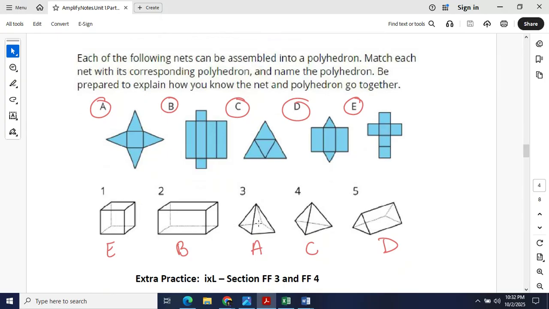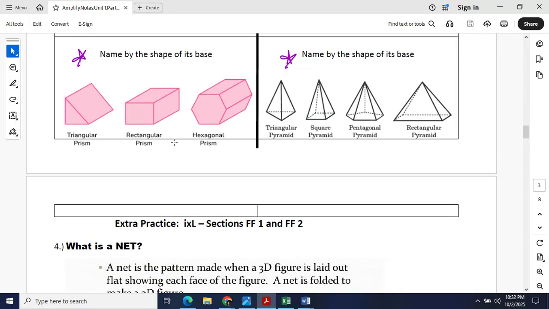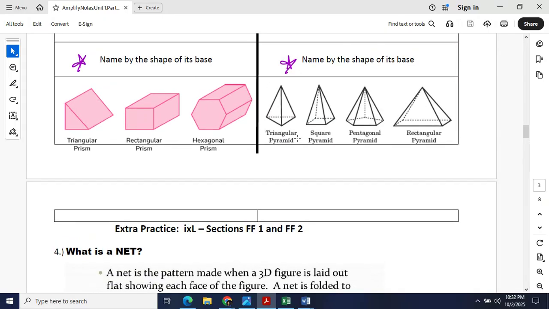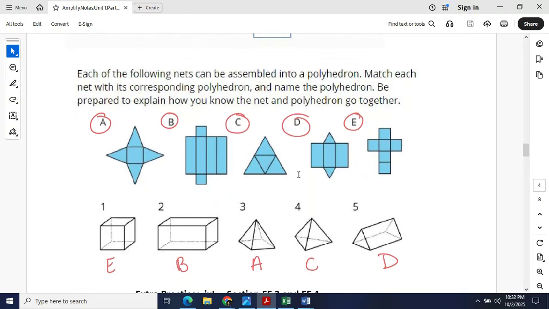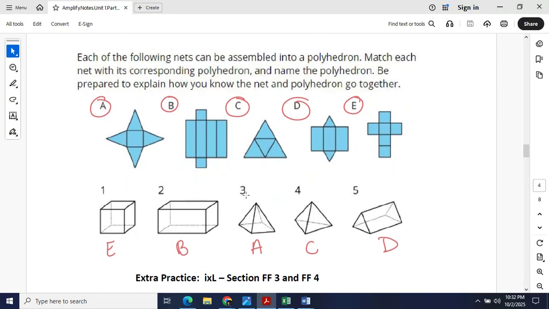3. I noticed triangular sides, so it's a pyramid, with a square base. So square pyramid, 3 matches with A, square pyramid. And again, you can look up here and copy square pyramid. 4, a triangular base, triangular sides, so triangular pyramid, 4 matches C. And if you need spelling, you can go back up. There is one that says triangular pyramid.